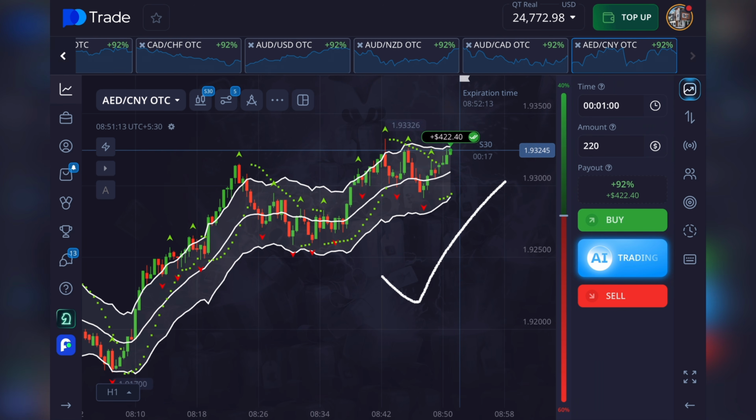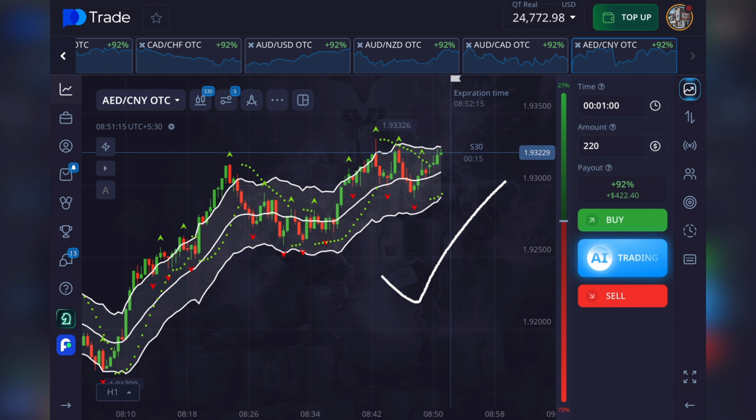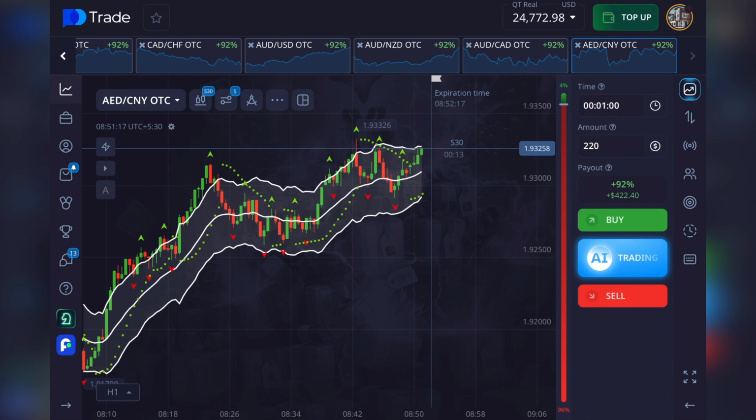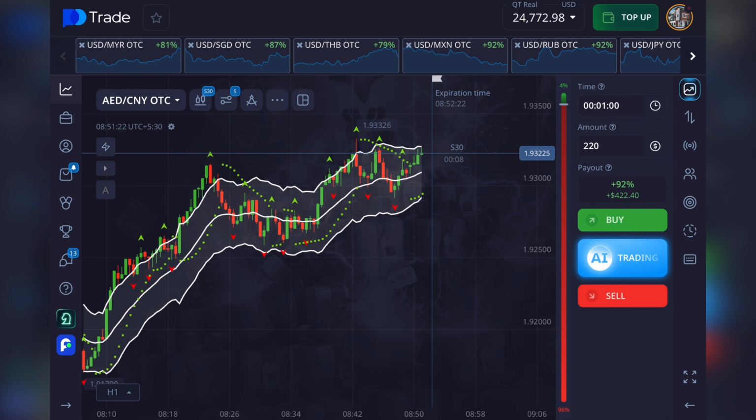This setup closed in the expected direction. The important part was that the chart structure and indicator confirmations were aligned before the move continued.